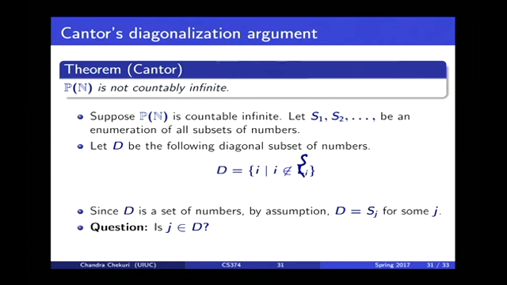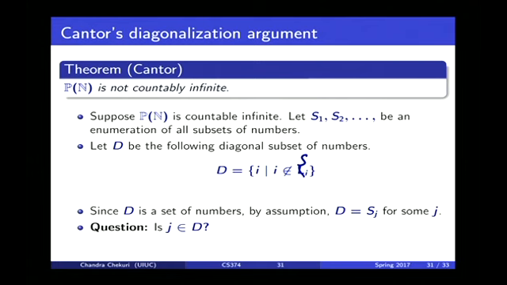D is well defined, agreed? Now D is a set of numbers. If D is a set of numbers, it must come in this ordering somewhere. By assumption, D should be in the numbering somewhere. Where is it? Well, it should be Sj for some j. So far so good? No, not so good.